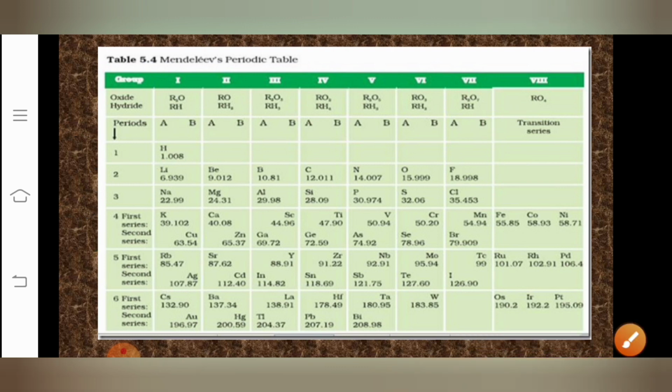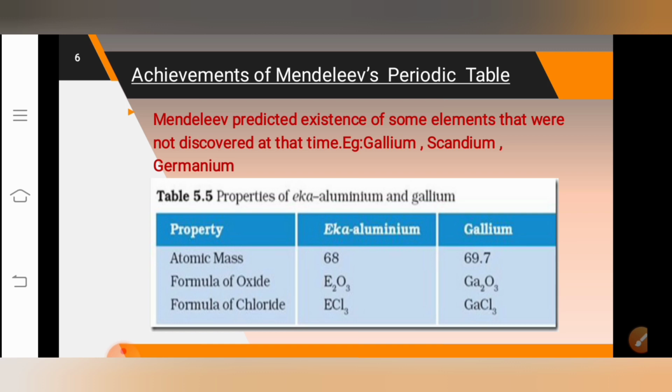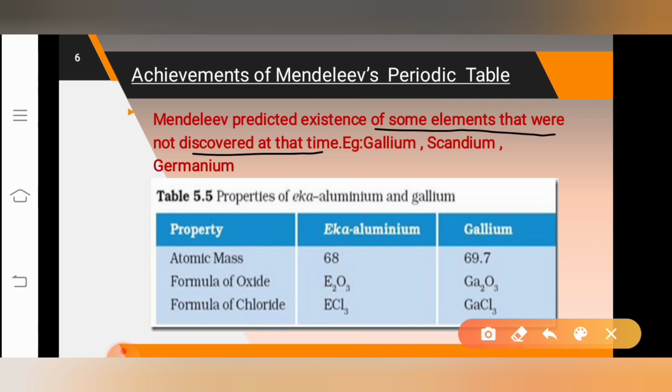Okay, so next let us understand the merits and demerits of Mendeleev's periodic table. I mean, what are the advantages and the disadvantages of Mendeleev's periodic table? Okay, so let us understand the achievements of Mendeleev's periodic table. First thing is, he predicted some of the elements that were not discovered at that time. I repeat, Mendeleev predicted some of the elements which were not at all discovered at that time. Because when he was arranging the elements, he found that some elements were missing in his table.